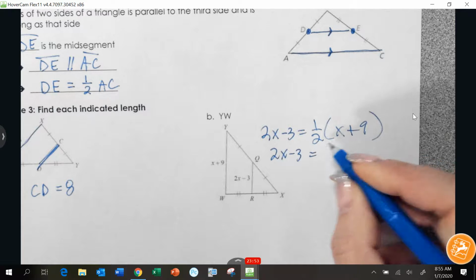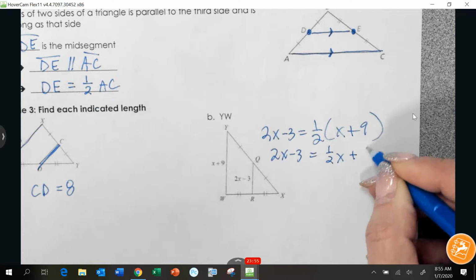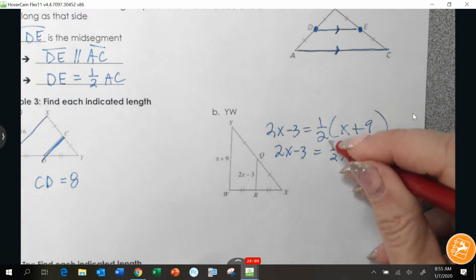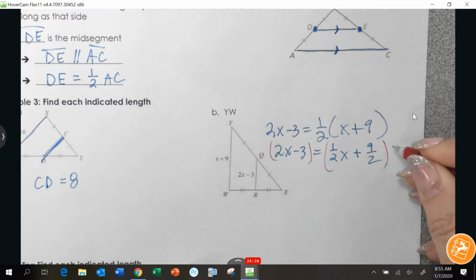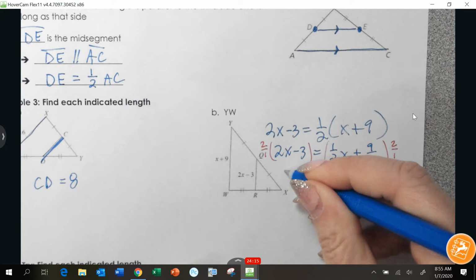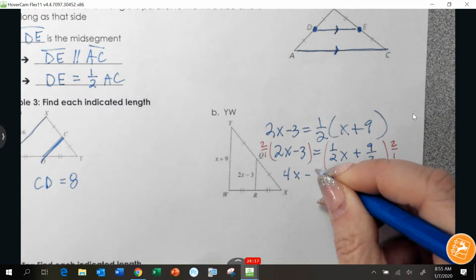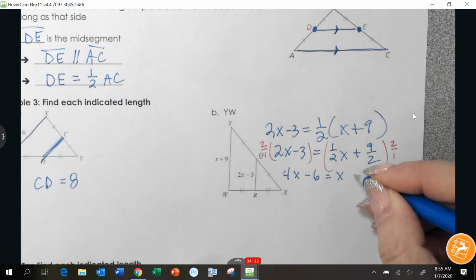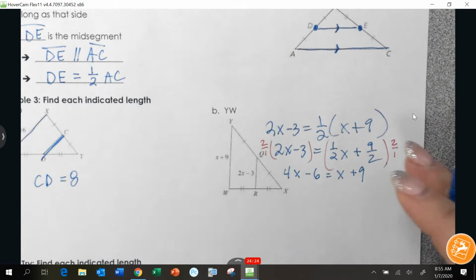2x minus 3 equals 1/2 x plus 9/2. Oh, I hate fractions. You guys hate fractions? Anybody? Oh, I forgot. You guys love them, except for Raylan. Raylan loves them. I mean, hates them. But everybody else loves them. If you don't really like fractions, you can multiply everything by 2 or whatever the denominator is. If you double everything in this case, if I double a half, I get 1. If I double 9/2, I get 9. Just got rid of fractions.